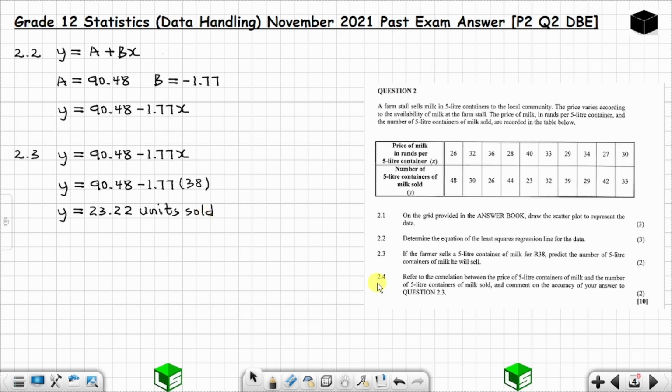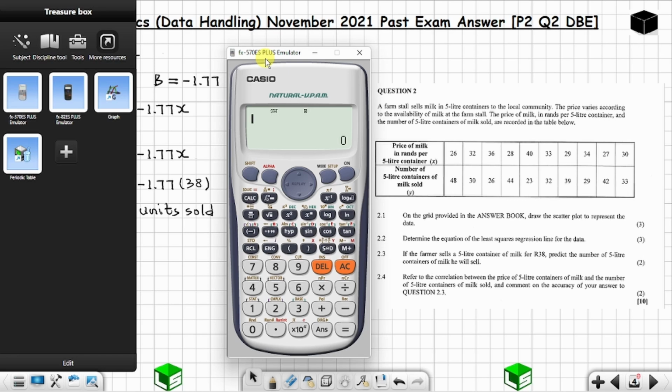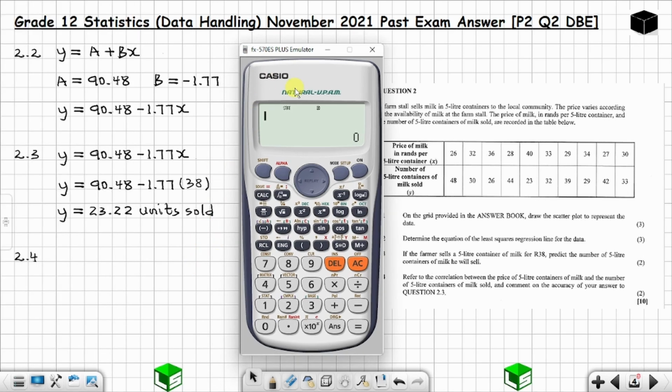Okay. Now let's do 2.4. Refer to the correlation between the price of 5-liter containers of milk and the number of 5-liter containers of milk sold, and comment on the accuracy of your answer to question 2.3. 2.4. Okay, let's get our calculator again. Okay, you need to find the value of R. From the value of R, you can now comment on the accuracy of your answer to question 2.3. Okay, let's get the value of R first.